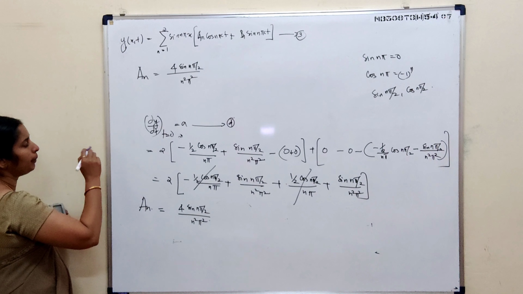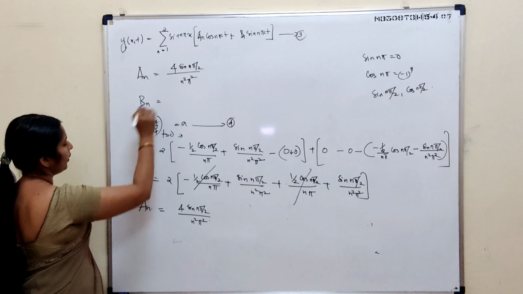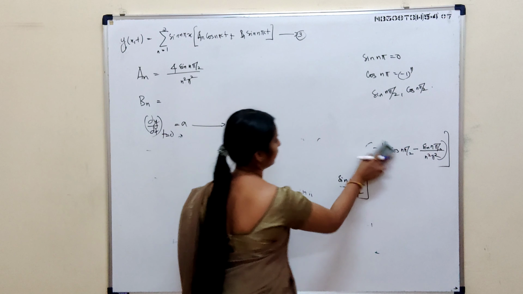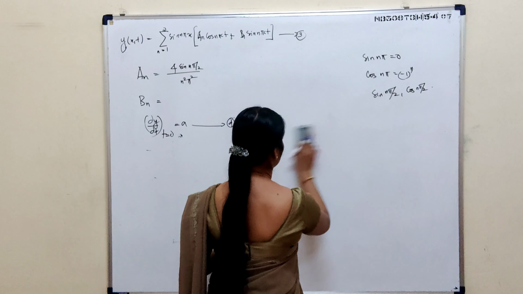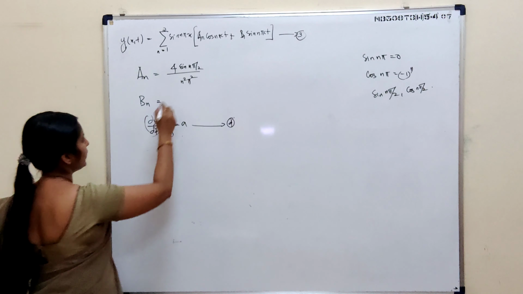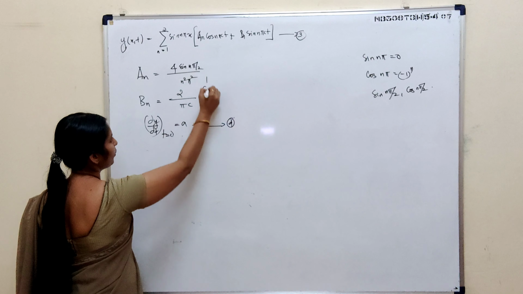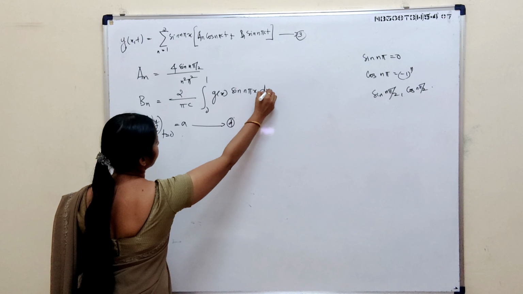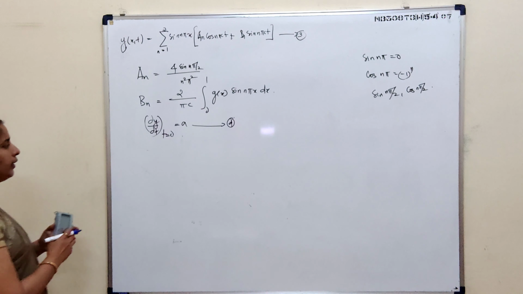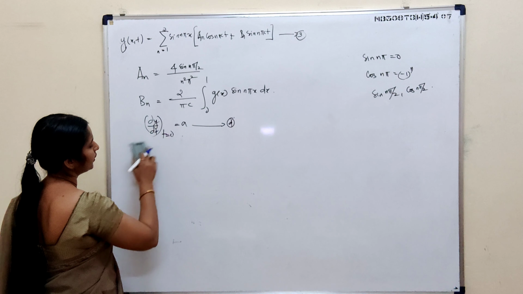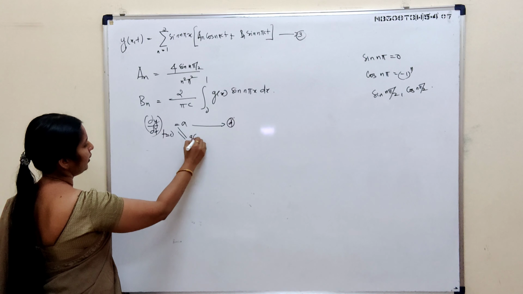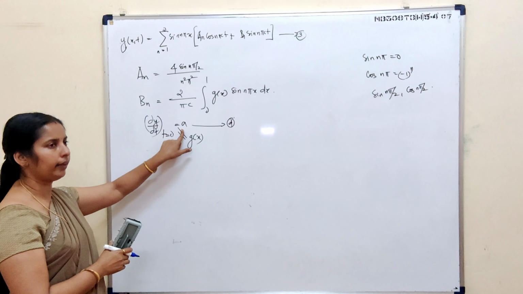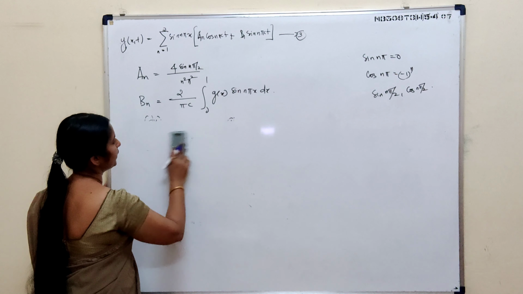Next we have to find Bn. What is Bn? As I mentioned earlier, Bn is 2 by pi c integral 0 to 1 g(x) sin n pi x dx. What is g(x)? See, this is our g(x). Our initial condition regarding initial velocity is dou y by dou t at t equal to 0 is g(x) and it is given by a. So g(x) is a. You put g(x) is a and integrate.